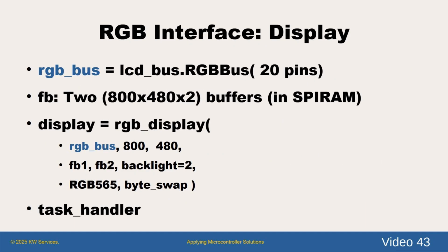We begin with the display. Schlosser's LCD bus includes an RGB bus setup. Included in the RGB bus setup is a set of H-sync and V-sync values that replace a typical display driver's initialization step. Notice that the frame buffers utilize the SPI RAM memory. Finally, we have to include the task handler, which has been hidden in past LVGL 9 programs.